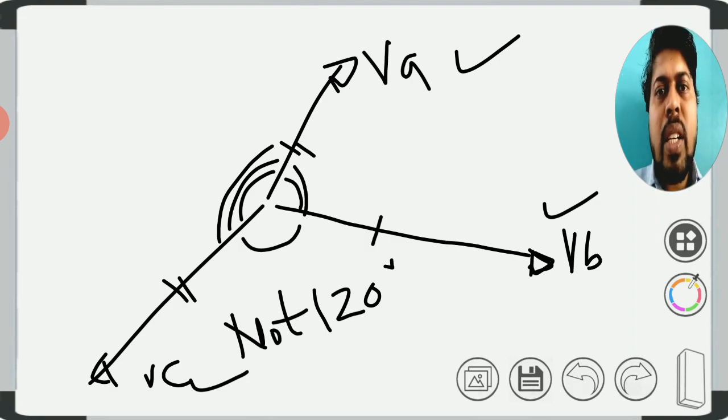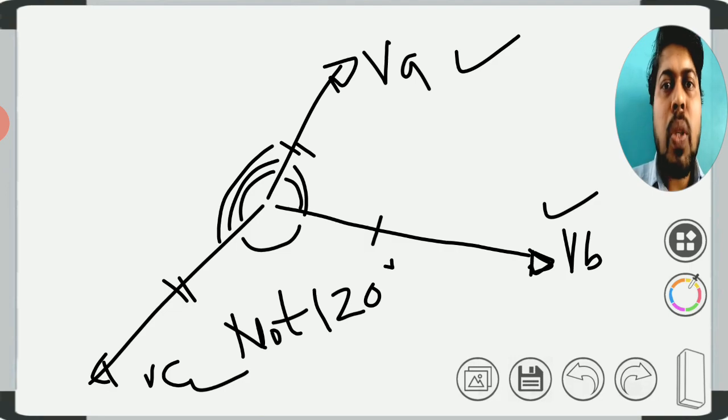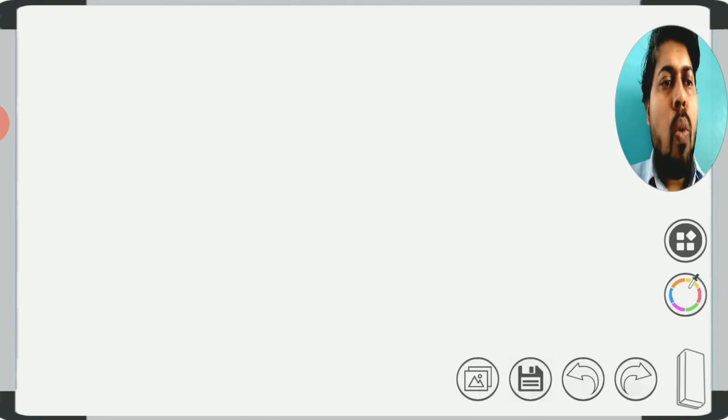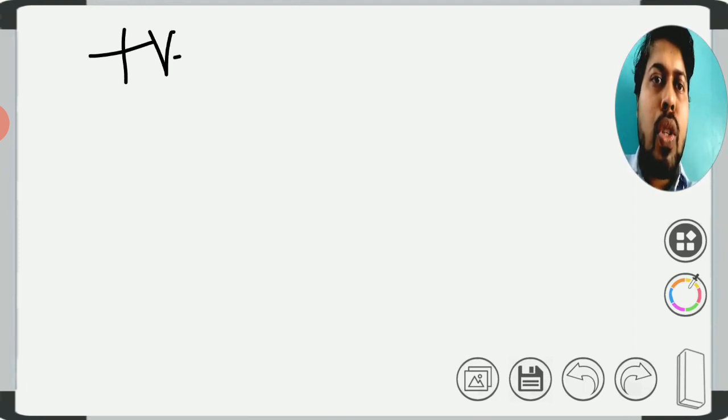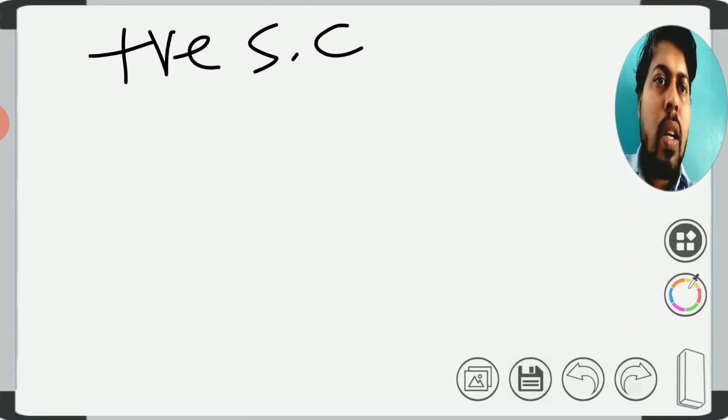The first set is called positive symmetrical components. The second set is called negative symmetrical components. The third set is called zero symmetrical components. Symmetrical components are also called sequence components. Let us know one by one what positive symmetrical components are.